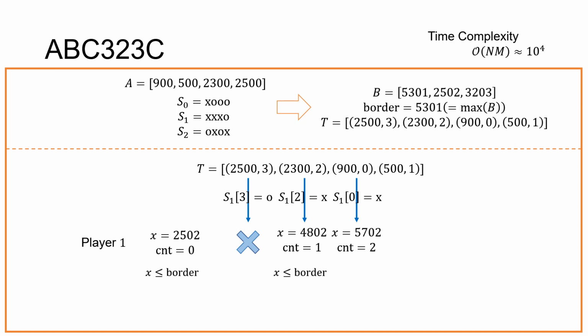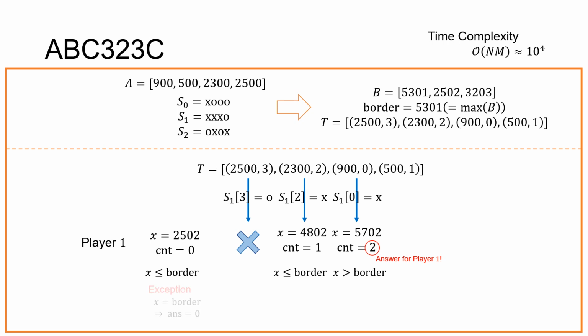We will do the same thing for the next. Then x becomes greater than the border, and count is the answer for player 1. We repeat this algorithm for all the players and get the full answer.